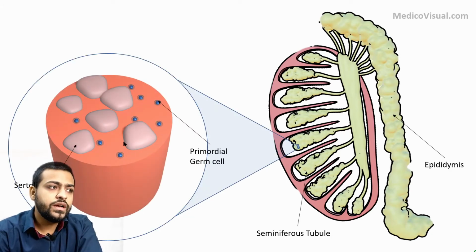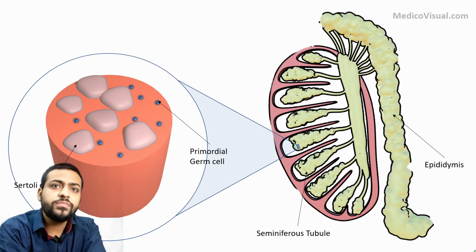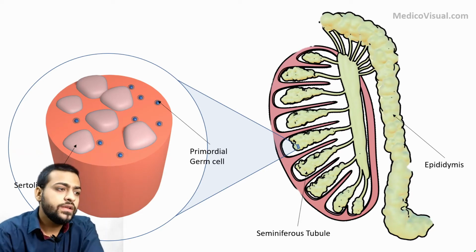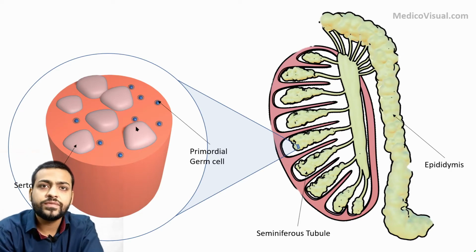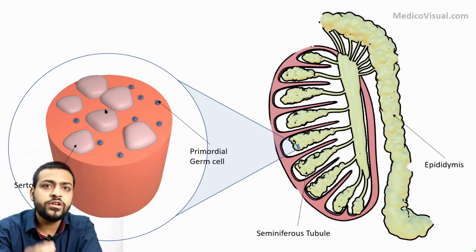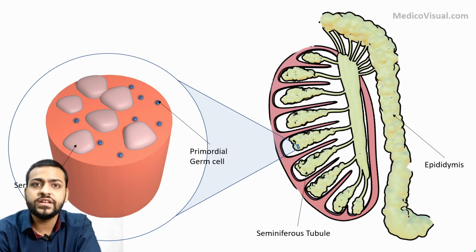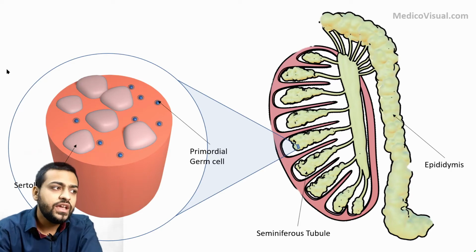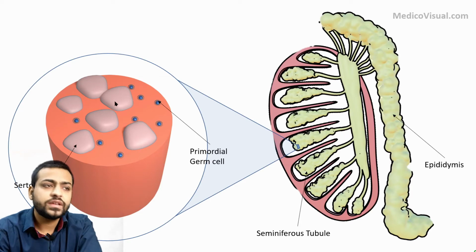After a male baby is born, up till puberty, just before puberty, the seminiferous tubules are not a tubular structure. They are a solid tube, not a hollow structure. In that solid tube there are Sertoli cells, along with the primordial germ cells that I have discussed previously.